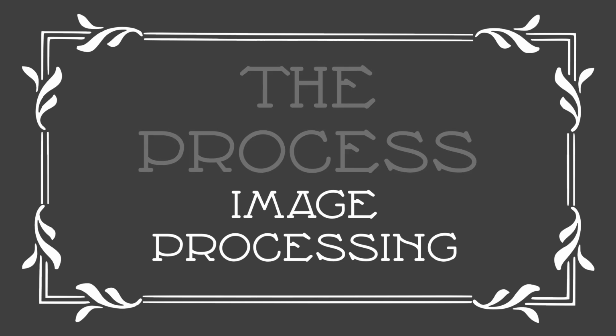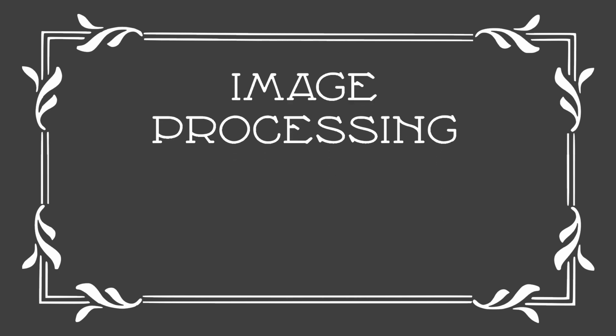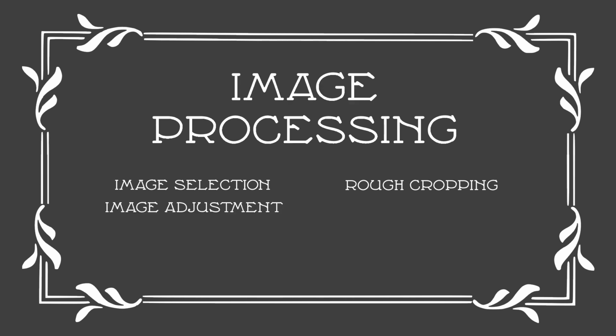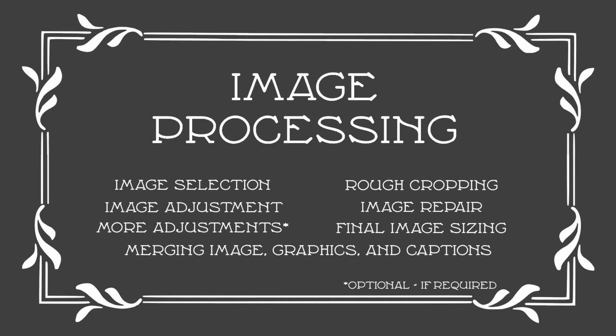Image processing itself requires multiple steps and uses both the Photos application and the Paint.net application to prepare the image for inclusion into its final place in the episode video. Those steps include image selection, a first rough cropping, image adjustments, image repair, additional image adjustments if needed, final image sizing, and finally, adding the finished image to the pre-sized graphic background, along with the descriptive text.